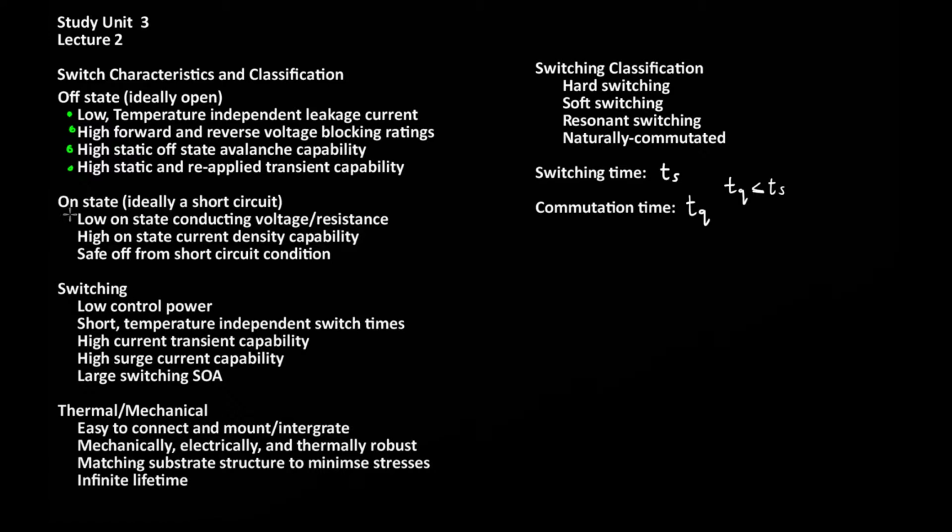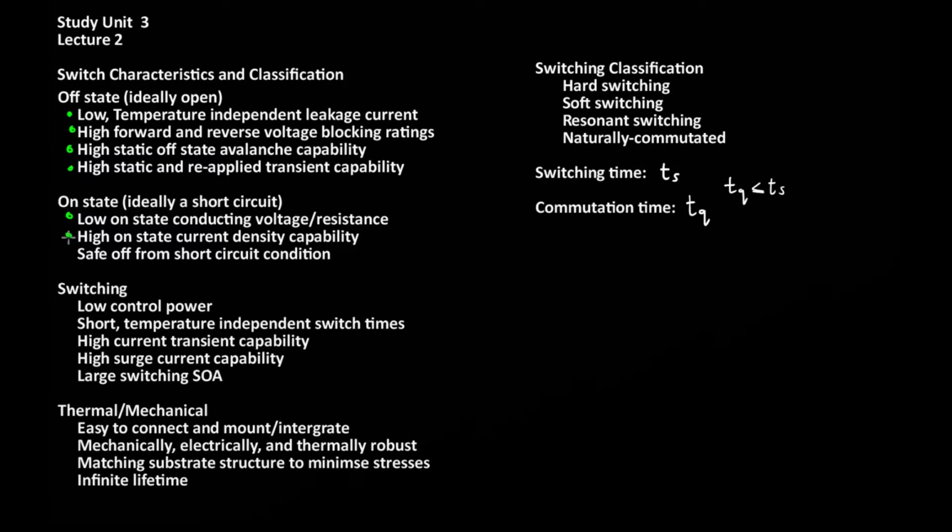A good switch in the on state will have a low on state conducting voltage or low on state conducting resistance. Essentially what this means is that when the switch is on, there is a very small voltage drop across the terminals of the switch, and if the switch has very low resistance, then there will be minimal power loss through the switch as it conducts current.